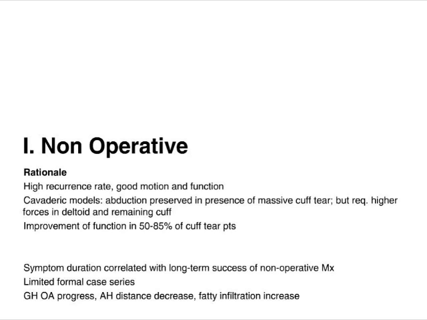That being said, symptom duration correlates very closely with long-term success. So the longer the symptoms persist during non-operative management, the more likely non-operative management is to not be successful. As I said, there is very limited evidence. And these three things are also considered poor prognostic indicators: severe OA, decrease in acromiohumeral distance, and fatty infiltration of the muscle bellies.